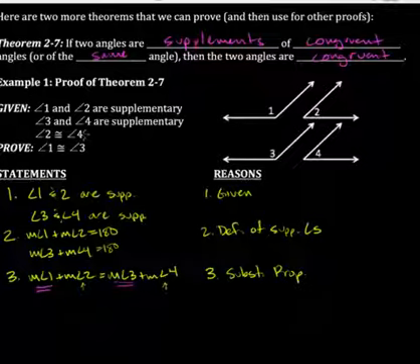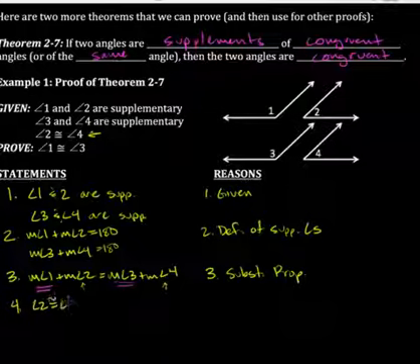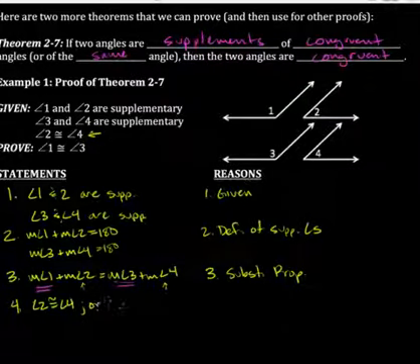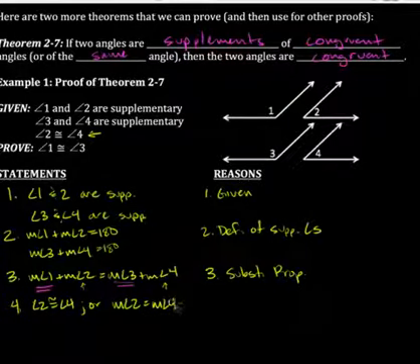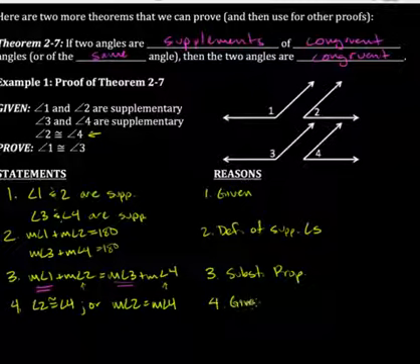Well, look what we have. We haven't even used this piece of given information here yet. We haven't said that angle 2 is congruent to angle 4, which means that the measure of angle 2 is equal to the measure of angle 4. We've said before that once we say an angle is congruent to another angle, we can in the same statement say that their measures are equal to each other.